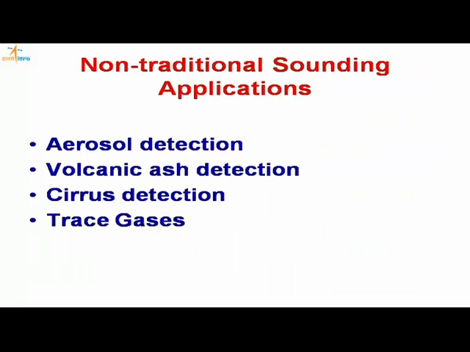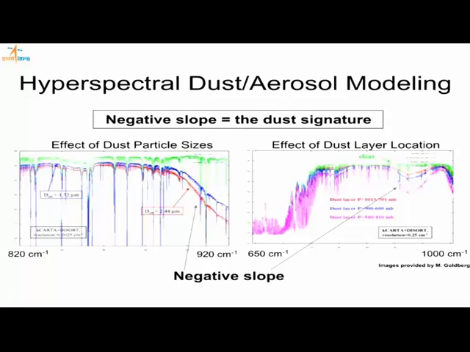Then I will discuss some of the non-traditional sounding applications, and a few of them are listed here, that is aerosol detection, volcanic ash detection, cirrus detection, and trace gases. If we make this spectral measurement in this region around 920 centimeter inverse, if we have clear atmosphere, no aerosol or dust present, the spectrum would look like this one, this green line.